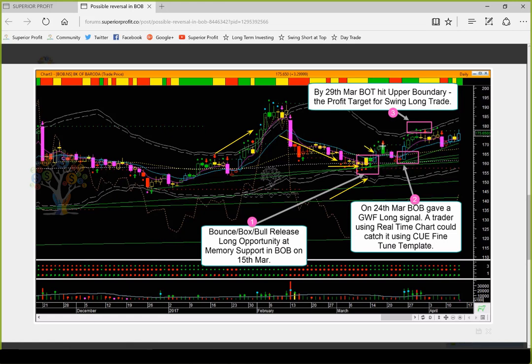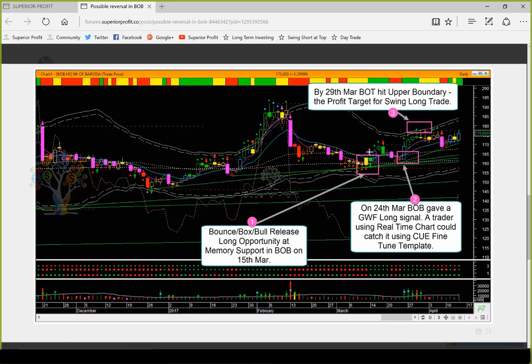And if a long was taken at that point, our profit target will be the upper boundary line, and that boundary line was hit on 29th March. So that was a very profitable swing trade. The stop loss would have been just below this memory support line that was never hit.